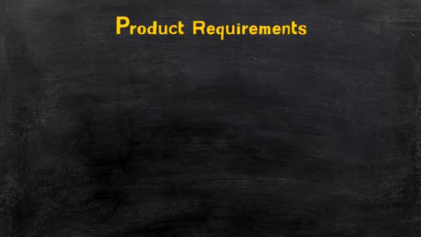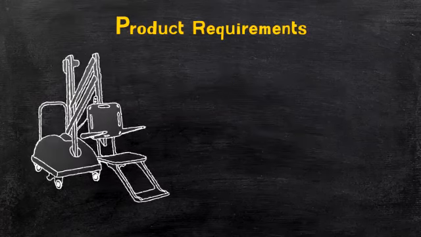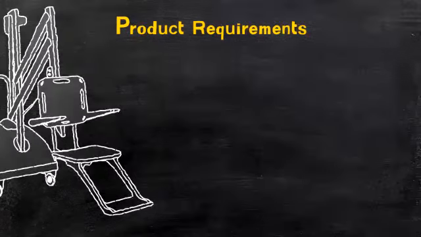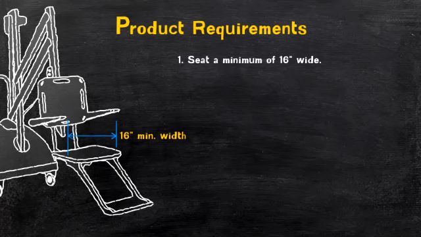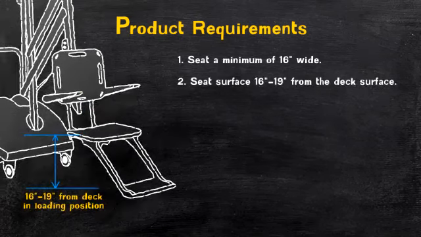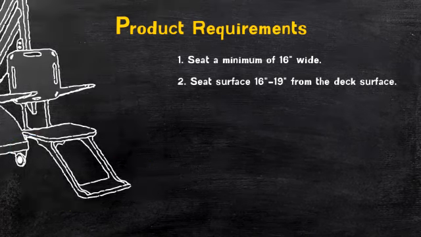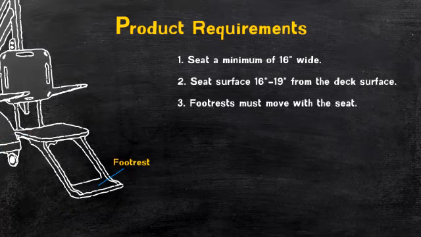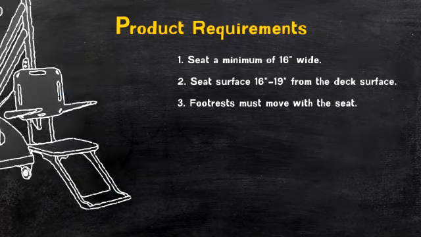Let's look at these requirements a little closer. First, there are the product or P requirements. The seat must be a minimum of 16 inches wide. The seat surface must be between 16 inches and 19 inches from the deck surface. Footrests are required and must move with the seat.